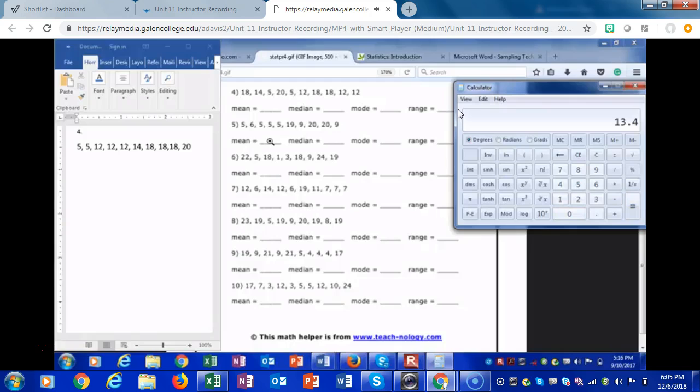So here, it is 13.4. The median, since we only got 10 numbers, the median is between the 5th and 6th number.